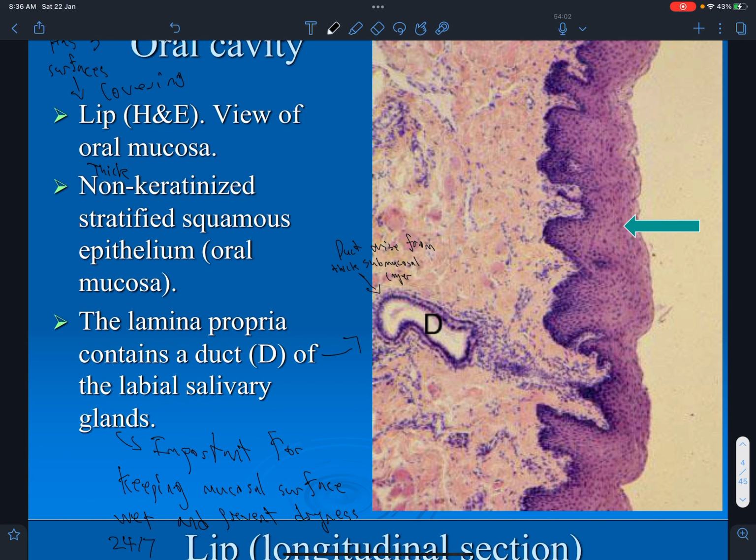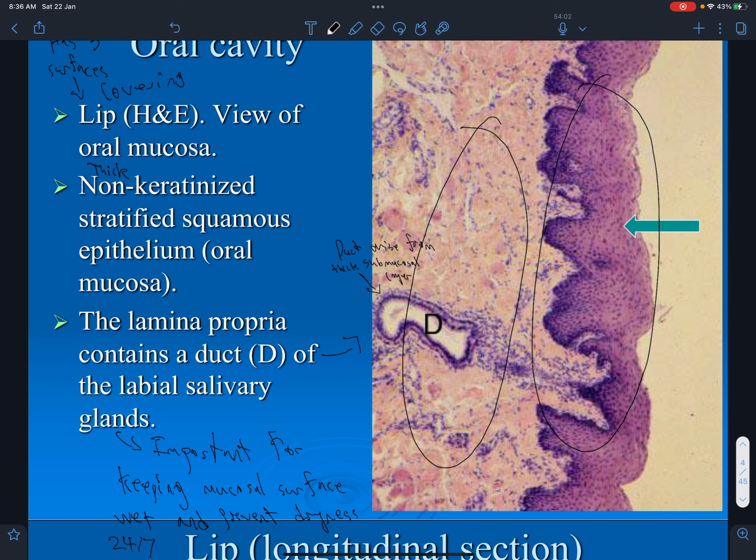And anytime you think of oral mucosa, you think of mucosa what? Epithelium and lamina propria underneath. Oral mucosa, that means the epithelium is non-keratinized stratified squamous epithelium and the lamina propria underneath. Okay, so epithelium here and a lamina propria underneath. And on the lamina propria of your lips contain a duct from a minor salivary gland.